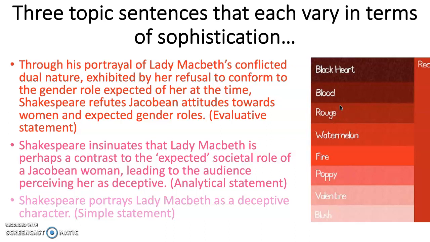Finally, we've got our evaluative statement. So through his portrayal of Lady Macbeth's conflicted dual nature, exhibited by her refusal to conform to the gender role expected of her at the time, Shakespeare refutes Jacobean attitudes towards women and expected gender roles, okay? So we've got a nice bit of context in that topic sentence.